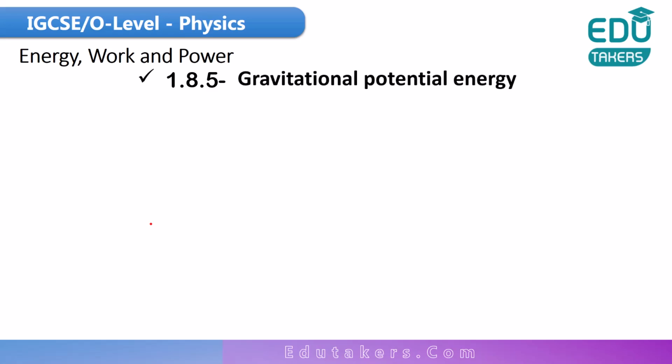Next is the gravitational potential energy. What is meant by the gravitational potential energy and which formula is used to calculate this? The gravitational potential energy of any object is basically related with its position. If I say that this is a ground level and an object is placed at the ground level and the second object is placed at some height.